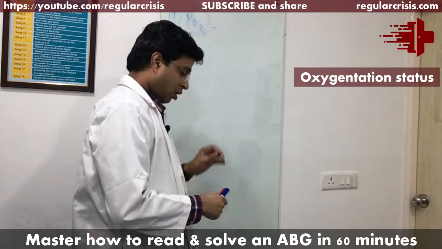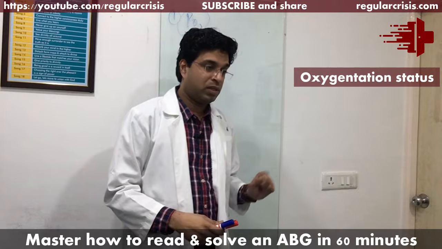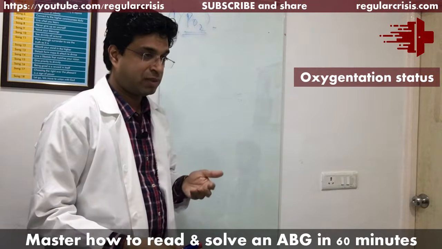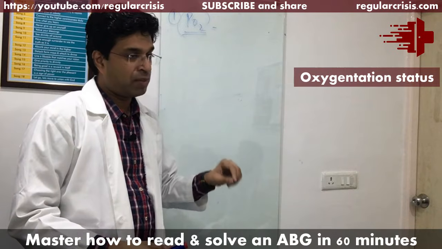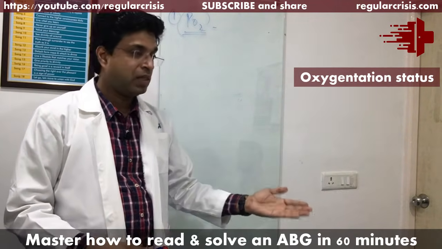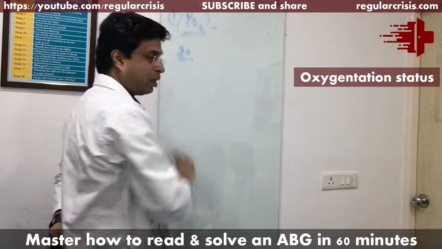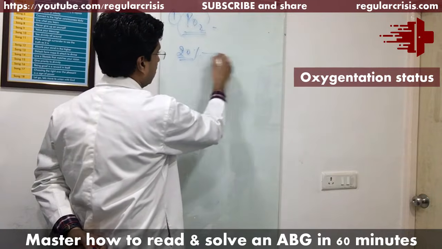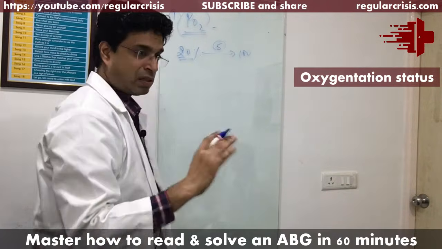So at a particular FiO2, how much should the PO2 level in the blood be? At 21%, if we take a blood sample, the PO2 will be about 100. It is nearly 5 times. So if the FiO2 is 20%, your PO2 level should be 100. Approximately 5 times. Simple formula.